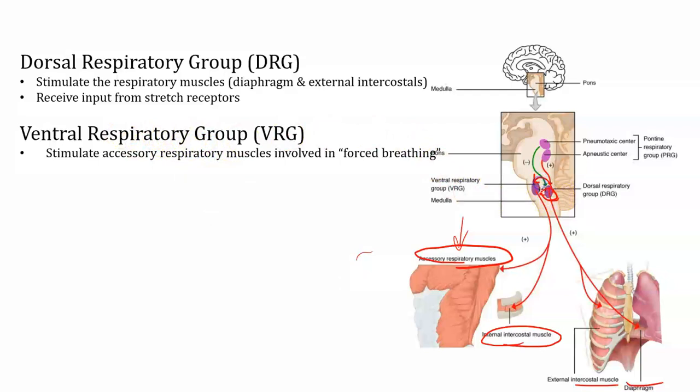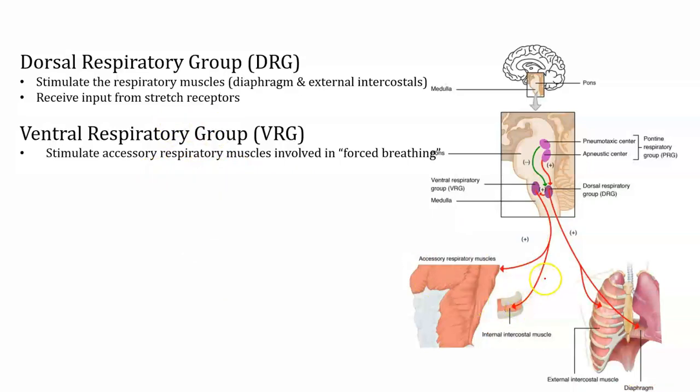So if some additional force is required, because there's some very forced breathing, then the DRG can recruit the VRG, and then we can send those signals down also by catching some of the nerves that normally go to those muscles, and that will cause greater expansion of the thoracic cavity. So normally this wouldn't be recruited, but if there's some more vigorous breathing required, then it is recruited.